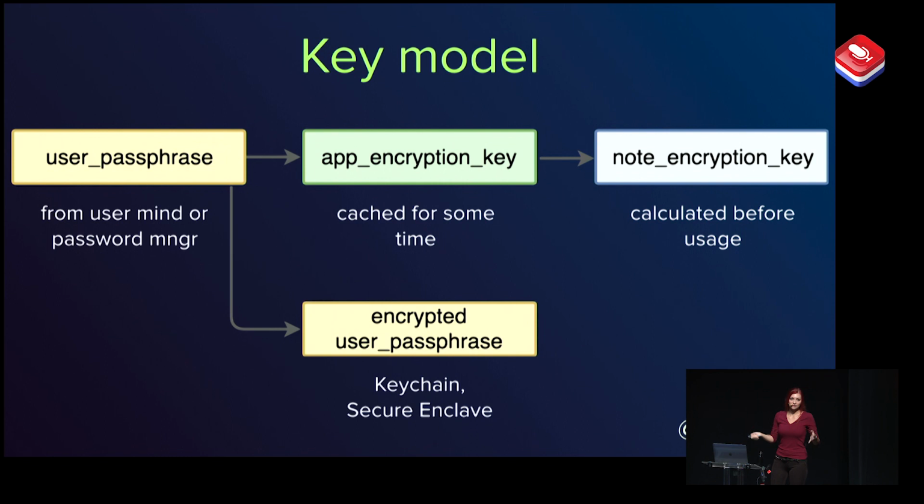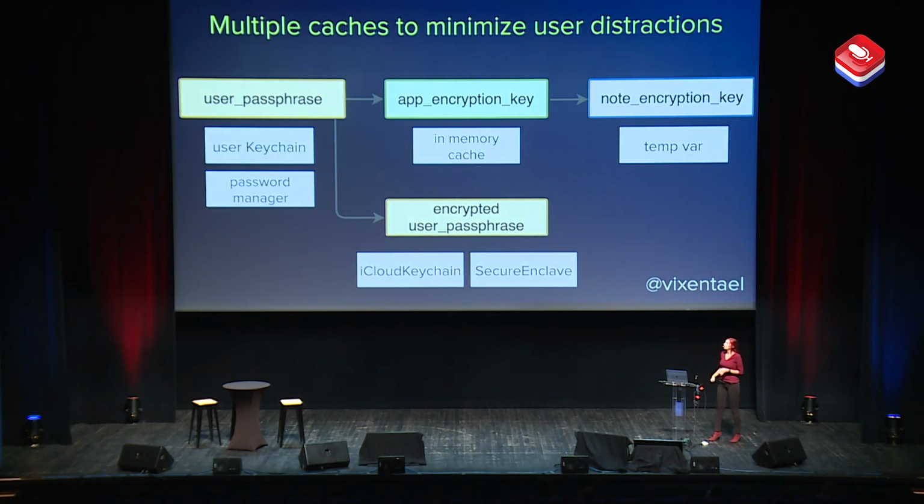Unfortunately, we need to sync all the things between the many Apple devices that users have. So that's why we sync the user passphrase in iCloud keychain, but we do it encrypted. We don't put plain text there. And here you can see the levels of cache. Why do we do this? Because we don't want to ruin user experience. We don't want to ask for the passphrase every time before encrypting the node or before decrypting the node.